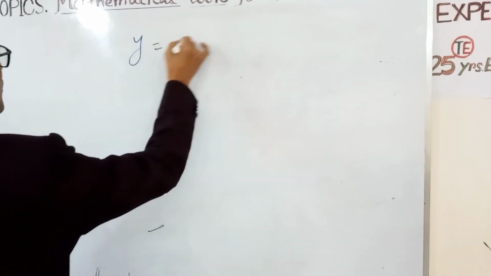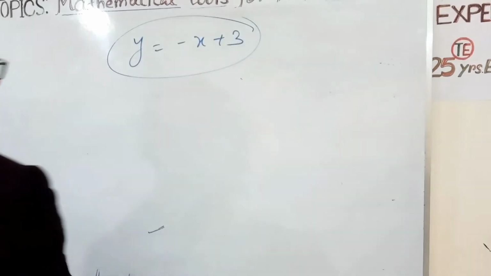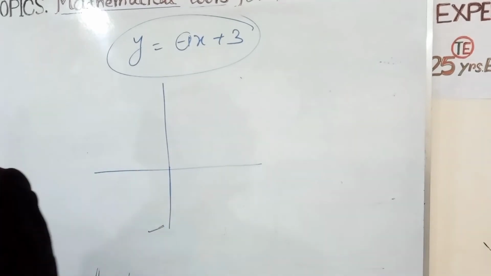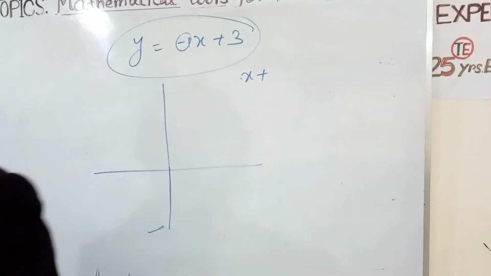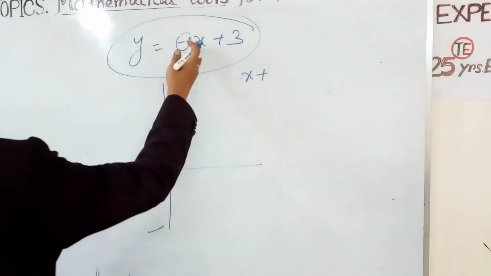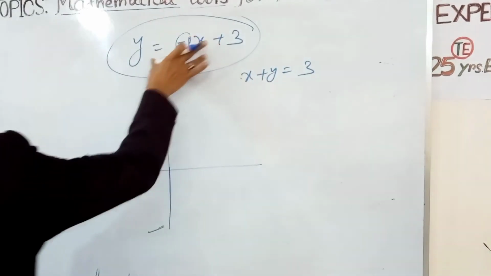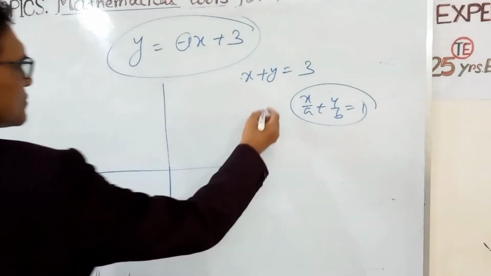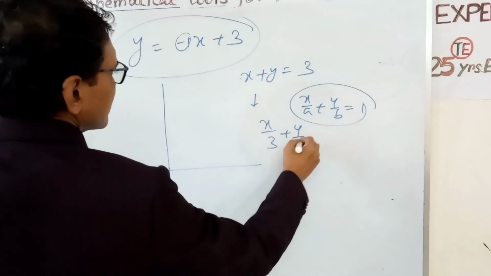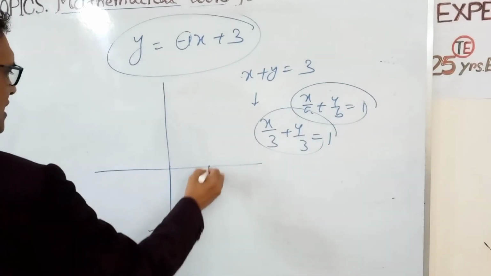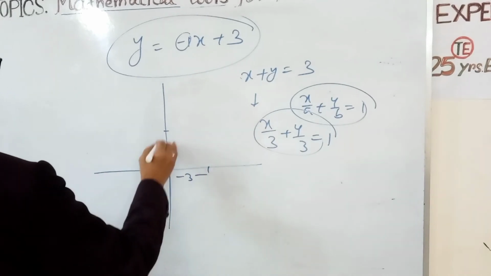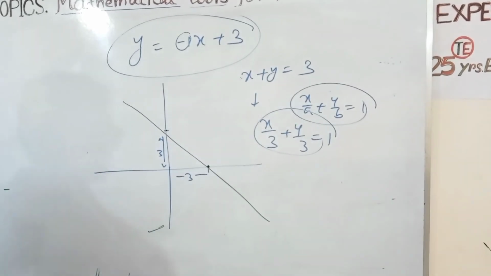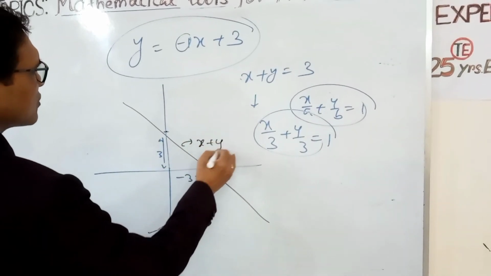Suppose y equal to minus x plus 3. So here the slope is minus 1, and you have to draw the straight line. First you write the equation in the form of x by a plus y by b equal to 1. So this will be this. So this is 3 and this is 3. So the straight line passes through 2 points, this point and this point. So this is the straight line. This straight line equation is x plus y equal to 3.